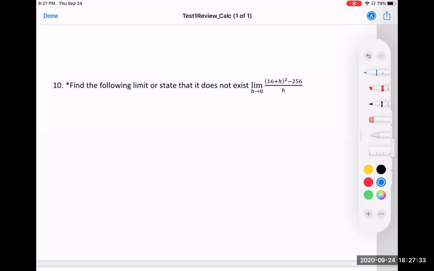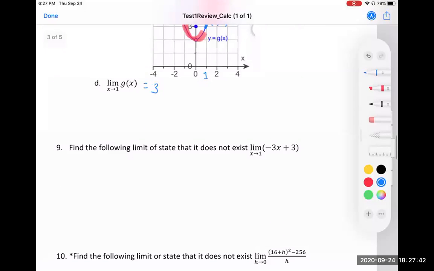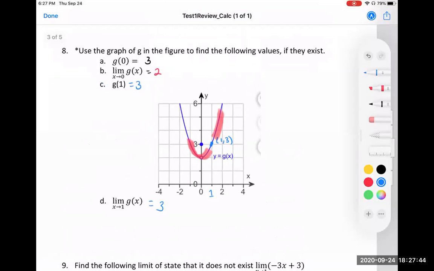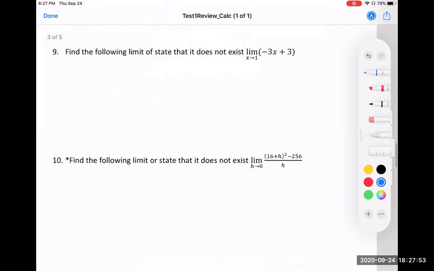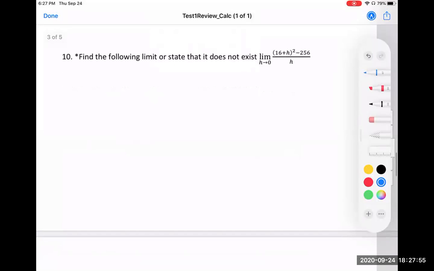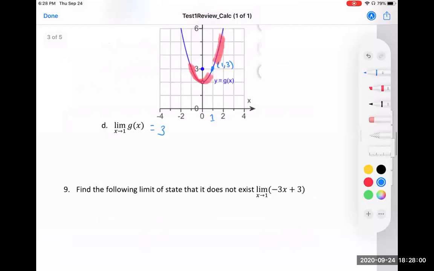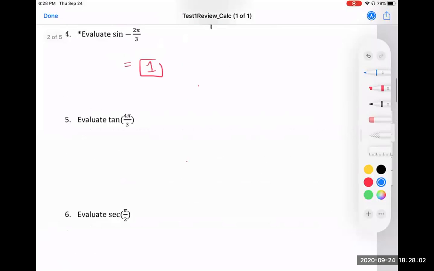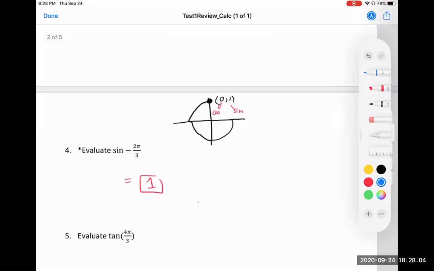Oh, okay, I see something in the chat box. Can you go back to the previous problem? So this problem right here? There you go. All right, you got your screenshot? Okie dokie. So let's go to 10. Oh, the sine 2 pi problem. All right, here we go.